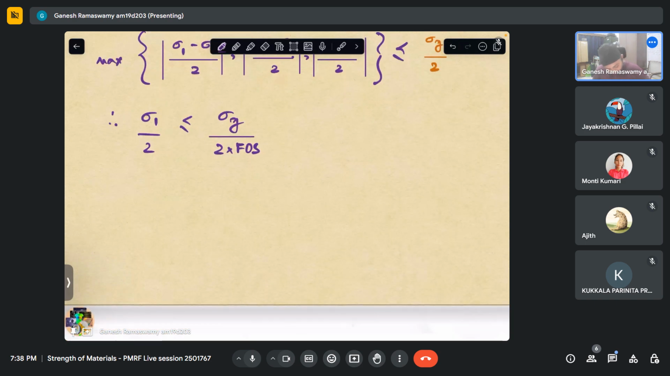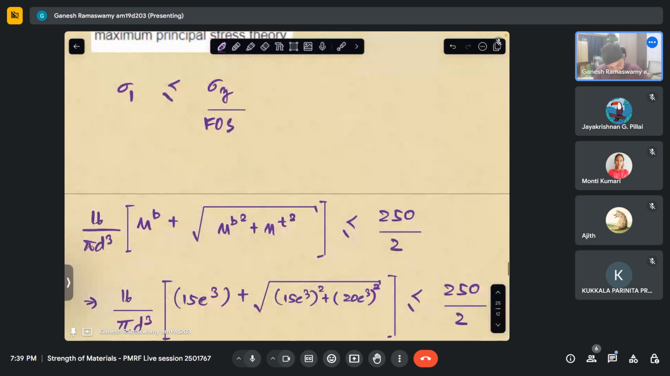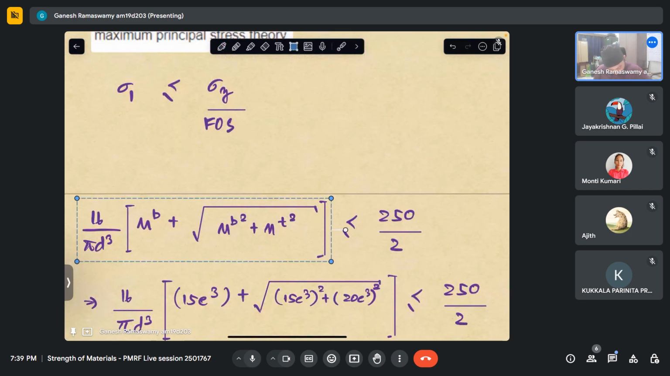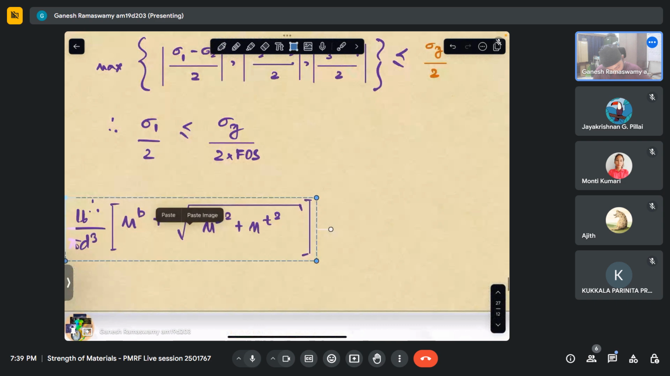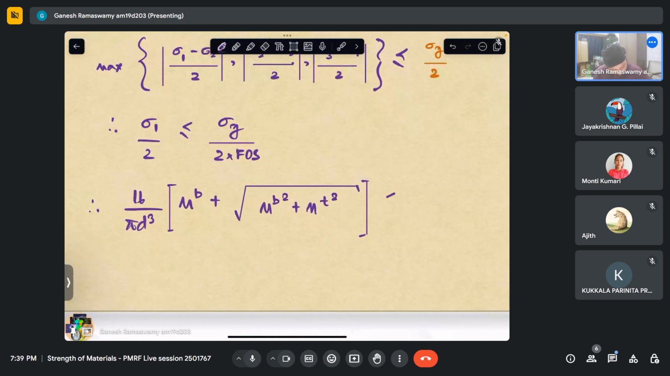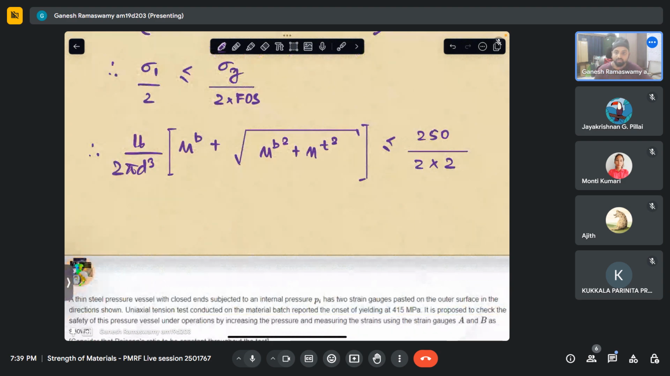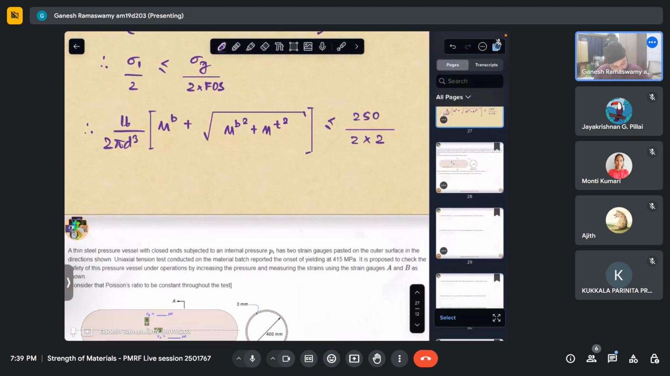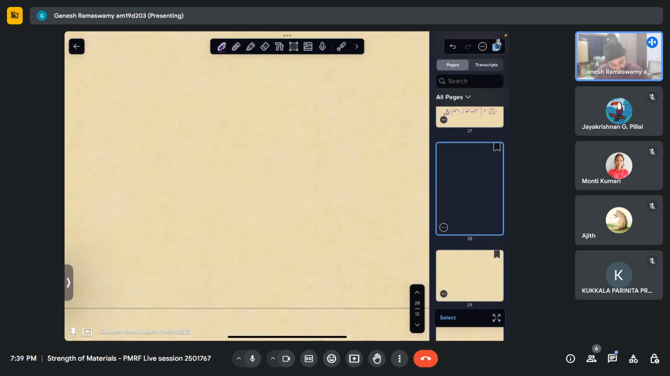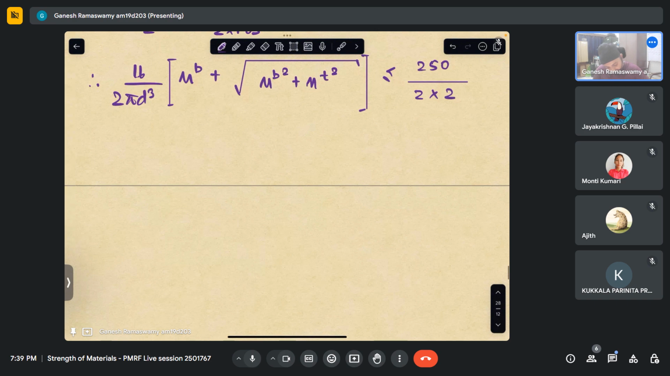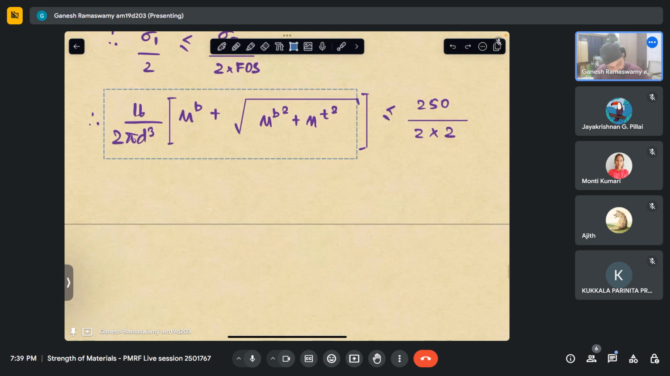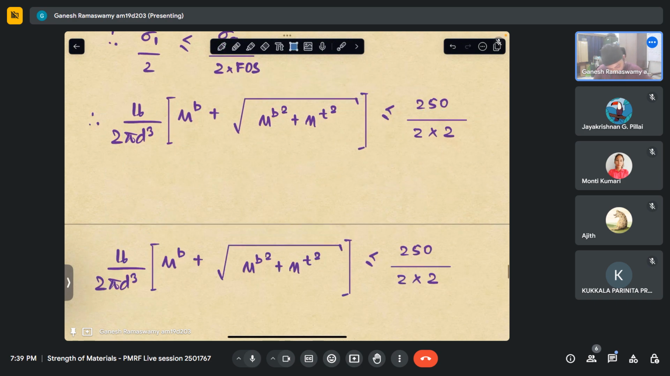this is sigma 1. So this is less than or equal to sigma y is 250 into 2 into the factor of safety, which is again 2. And this also I have to divide by 2. So let us quickly solve this, what this comes out to be. So let me remove this 2. So this is 125.